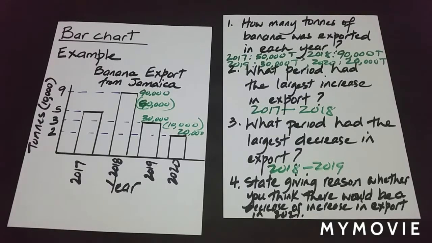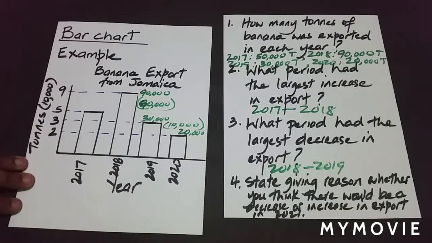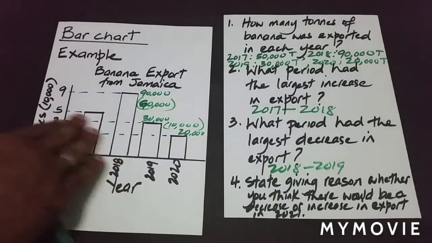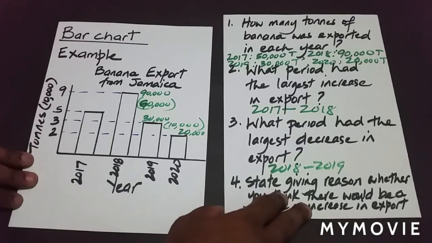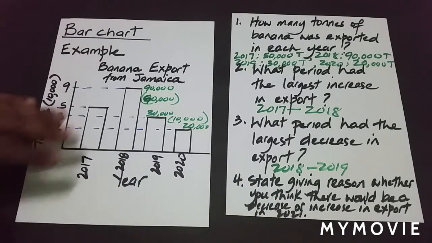Okay. Now, question 4 says, state giving reason, and this is an interesting question. It says, state giving reason whether you think there would be a decrease or increase in export in 2021, which is the year to come. So what do you think would happen in 2021 based on what you're seeing here over 4 years? That's the interesting thing. So what do you think would happen in 2021 based on the trend?